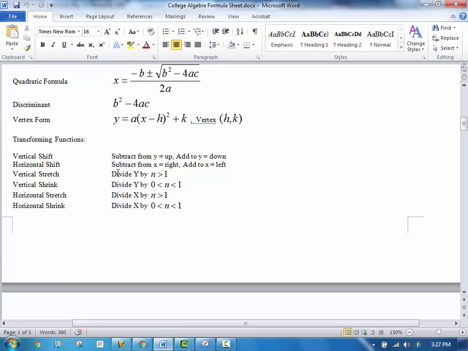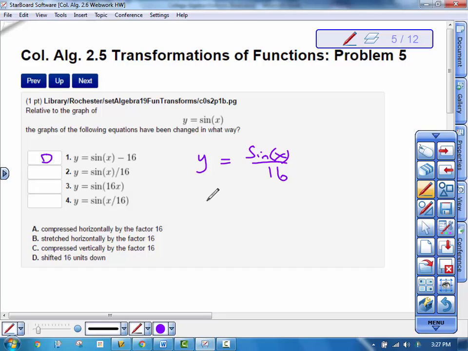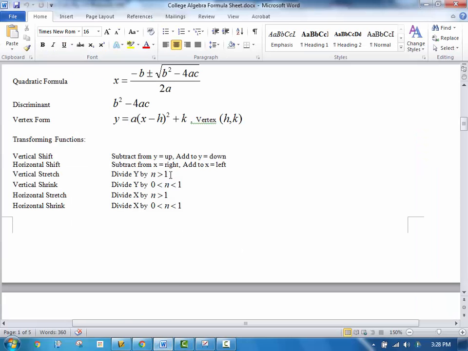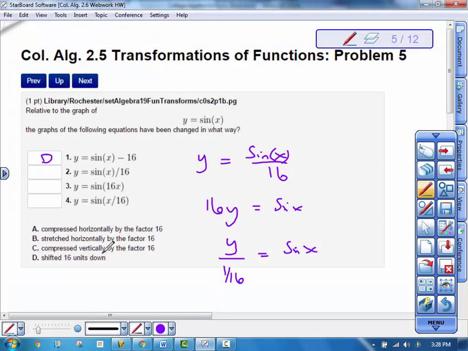It's a little confusing, but basically it says for vertical stretch, if we divide y by a number bigger than 1, it's a stretch. If we divide y by a number between 0 and 1, it's a shrink. So I'm going to move this over and make it 16y equals sine of x. And then that's really y divided by 1 over 16 is another way I can write it, right? Because multiplying by a number is the same as dividing by the reciprocal. So then I can compare it to what I have in the formula sheet, which is that if I divide y by a number between 0 and 1, it's a vertical shrink. So this is a vertical shrink.